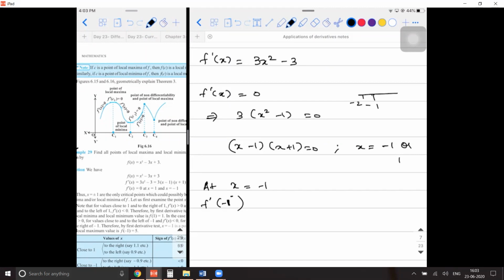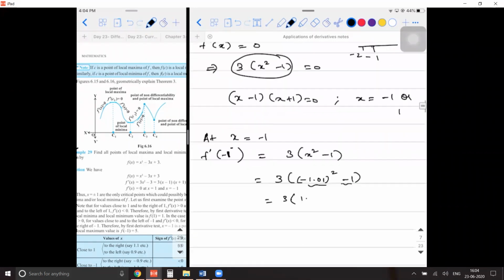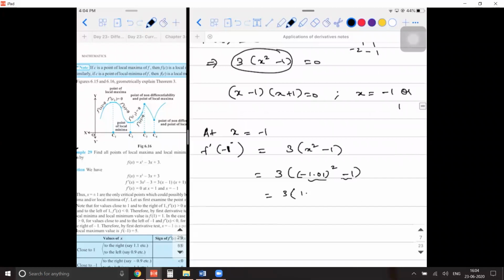You need not sit and calculate. We are only concerned about the sign, not the value. F'(x) is 3(x² − 1). So 3 times (−1.01)² − 1. Minus 1.01 squared is definitely greater than 1. So will this give me a positive value or a negative value? Positive. So this will give me a positive one.